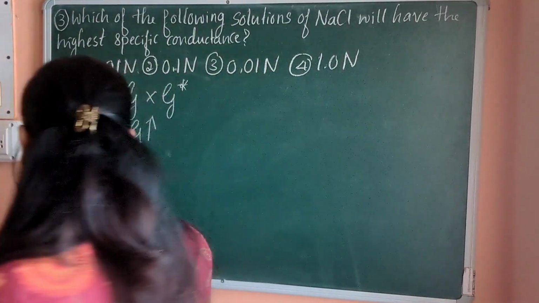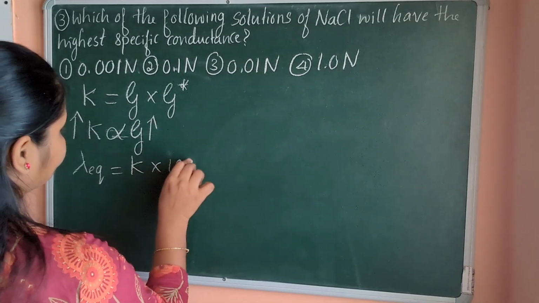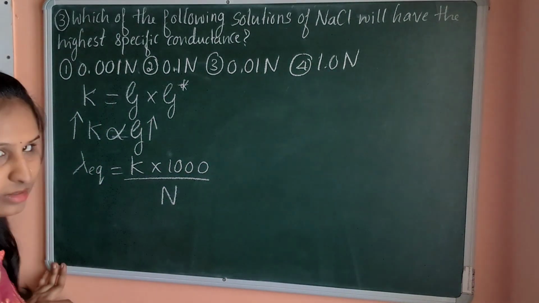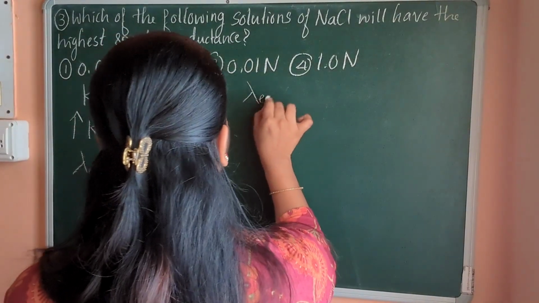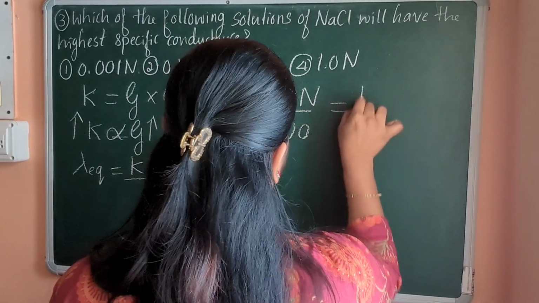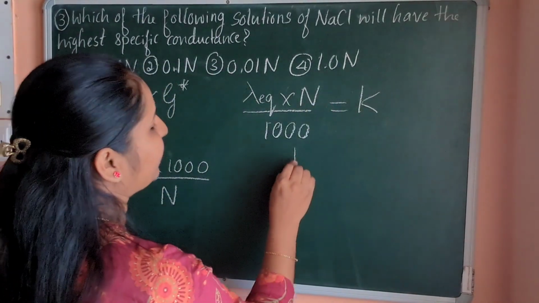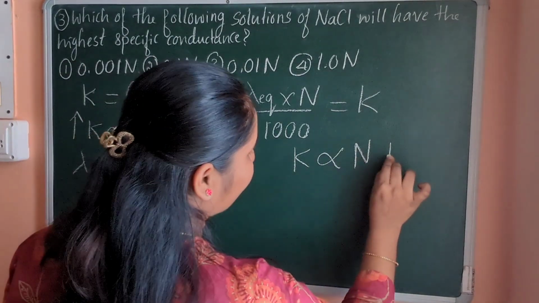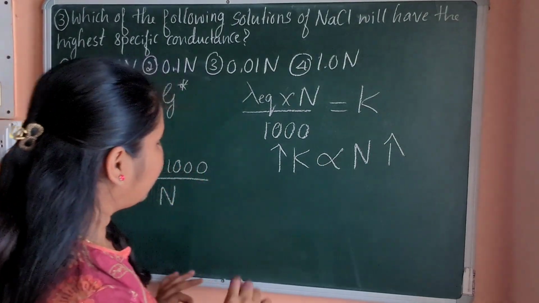Another method I'll take is that equivalent conductance lambda EQ is equal to K into 1000 upon concentration, which here is nothing but normality. So I'll take the value of N here. So I can rearrange this equation, that is lambda EQ into N upon 1000, which is equal to K here. You can observe here K, that is specific conductance, is directly proportional to normality. That is, K is directly proportional to the N value. So as the N value, the concentration, increases, the K value also increases.